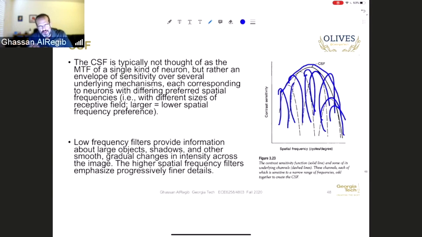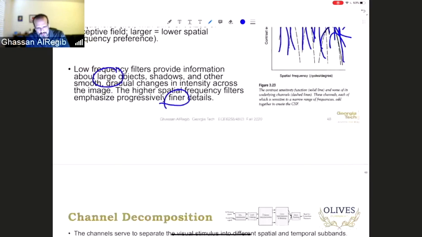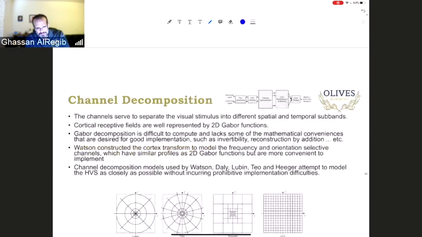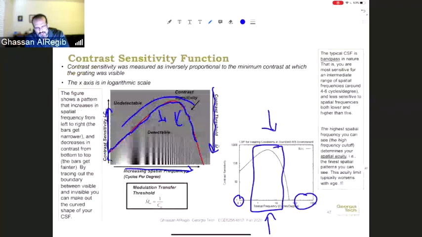And you can think of the low frequency content as giving you information about the large objects, like the shadows and gradual changes in intensity across the image. And those in the higher bands will give you basically the finer, fine grain details. So now you can see which ones you want to emphasize in your image quality assessment algorithm. And this leads us to the next topic.